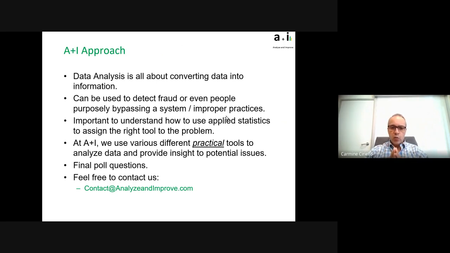You can detect fraud in this presentation. You saw a couple of different examples, one that was purposely done and a couple of them which were more systemic, where supervisors and foremen were purposely going around their system in order to approve their invoices. And the importance, of course, is to try and understand how to use what we often call applied statistics. It's not about the pure statistics. It's about understanding how to apply these tools and approaches to the right problem. And obviously, one of the things we offer at Analyze Improve is this aspect of using practical tools to analyze data and provide insights into potential issues.